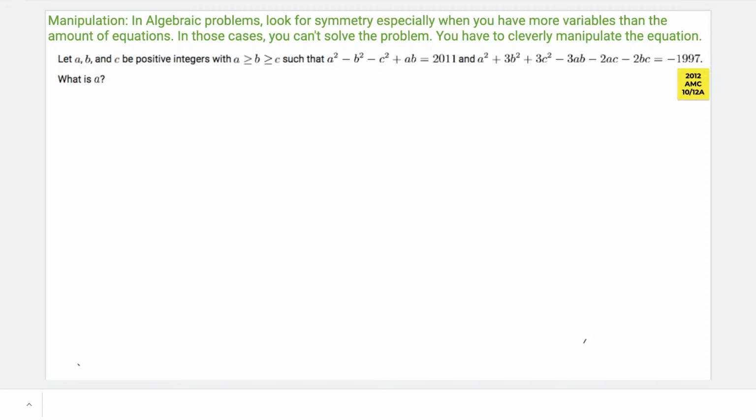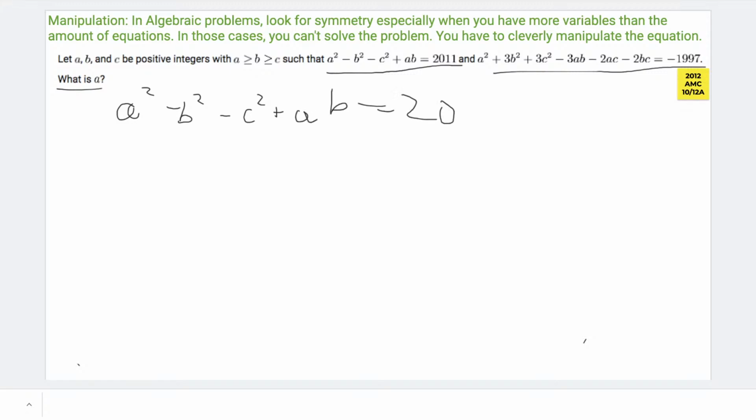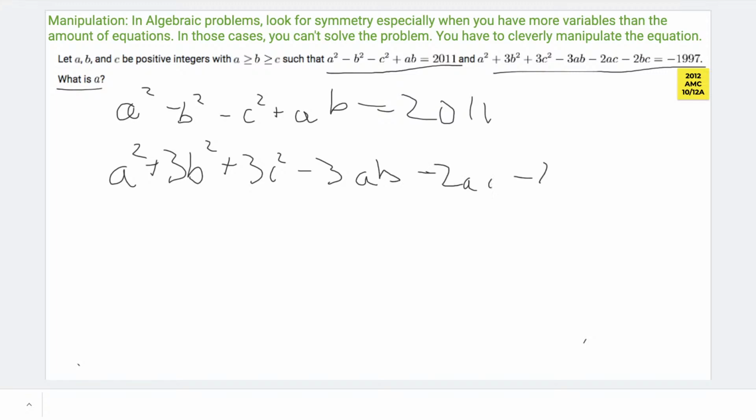So in this question, we have these two equations, and a is greater than b, and b is greater than or equal to c, and we want to find a. So let's write them down and see if we notice something. a squared minus b squared minus c squared plus ab is equal to 2011. And the other one, a squared plus 3b squared plus 3c squared minus 3ab minus 2ac minus 2bc, equals negative 1997.